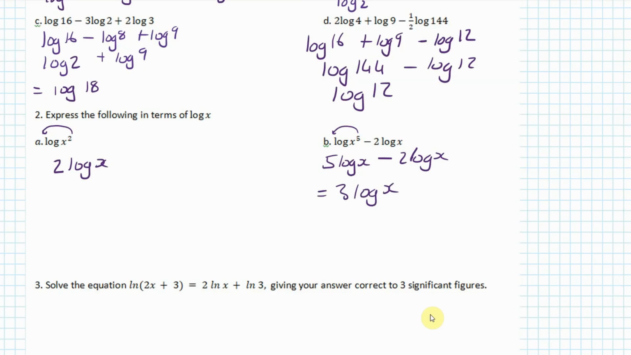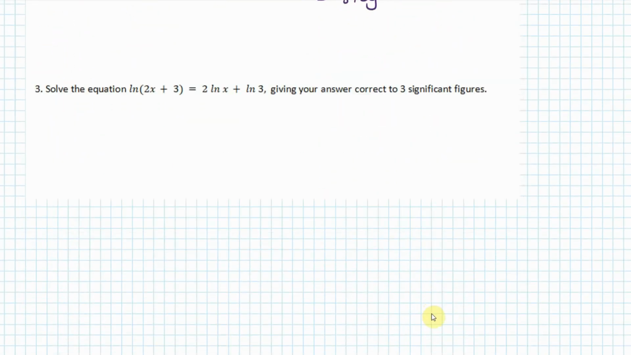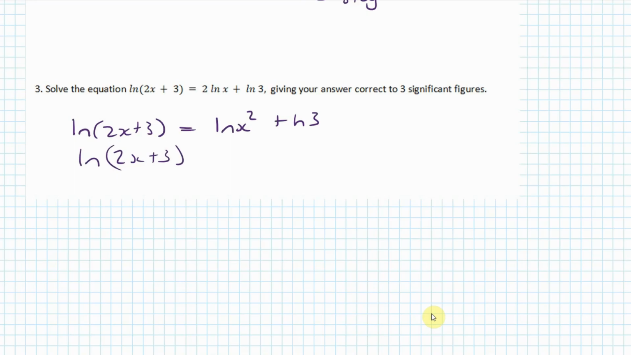Now, the next one, solve the equation ln 2x plus 3 equals 2 ln x plus ln 3. Now remember, what we're trying to do is get rid of the ln's. The first step is to get it in terms of ln blah equals ln blah. Okay, you just want one ln on each side. That's how you solve these. So what we're going to do is, the first one's perfect. I'm happy with that. The next one, I'm going to write it as ln x squared plus ln 3, and then I'm going to use my log rule in the next line to make it ln 3x squared.